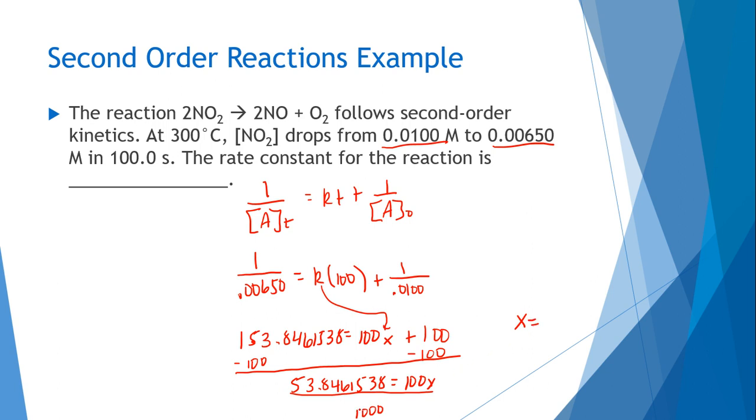When I divide this, I want to make sure my sig figs are appropriate. So I should have 3 sig figs based on my number. So I'm going to put 0.538. Now it is asking for a rate constant, and it is second order. Notice I'm given molarities and seconds. So second order rate constant, M-1, S-1.